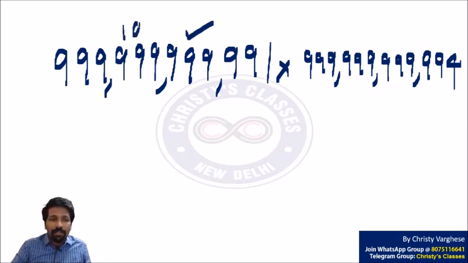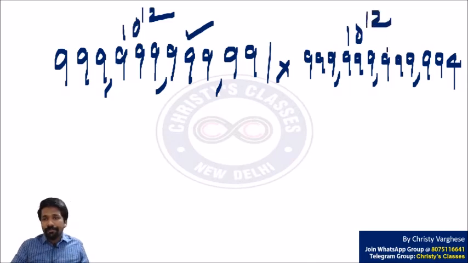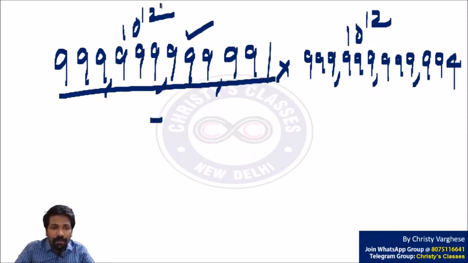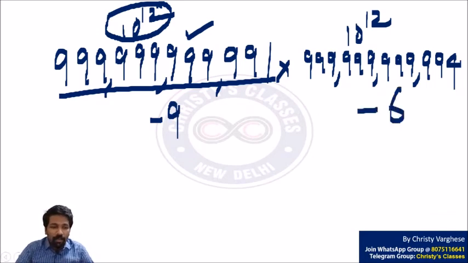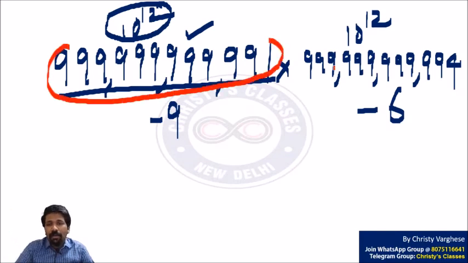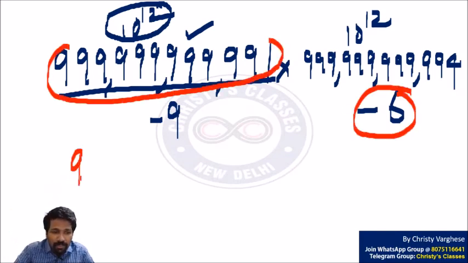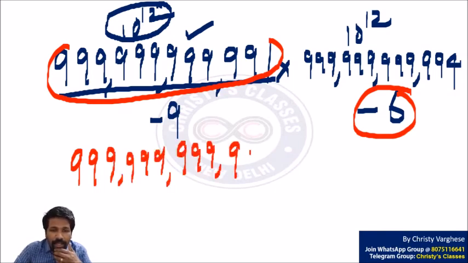This is a 12 digit number, which means this is near to 10 raised to 12. Near to 10 raised to 12 means the second part will have 12 digits, and the first part will also have 12 digits. How much away is the first number from 10 raised to 12? 10 raised to 12 means 1000000000000. From that it will be minus 9 away. And this will be minus 6 away. Then do the same procedure. First number plus minus 6, without any doubt you write 999999999985. That is the first 12 digits of the answer.